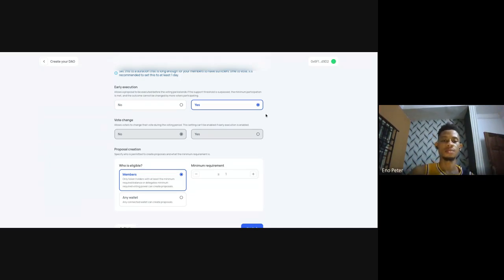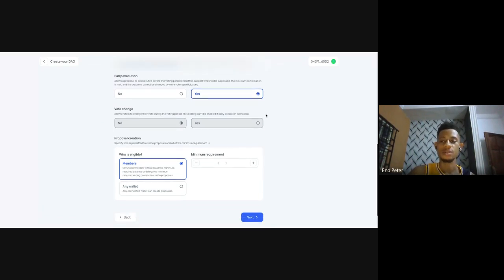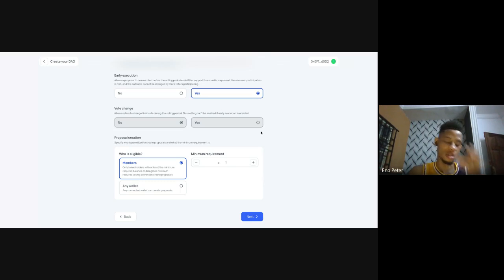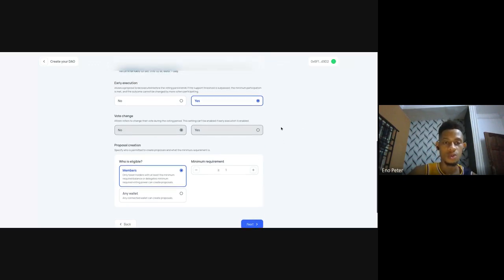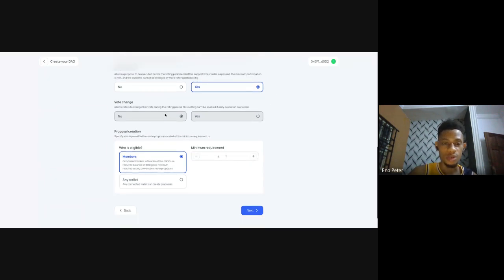Because once you create it, you can no longer edit it. At least with traditional DAOs, you can no longer edit them unless you recreate them. But then you just point to that same wallet, because all of it is transactions. They're smart contracts. So early execution, yes. Since we're testing it, let's just burn through this.